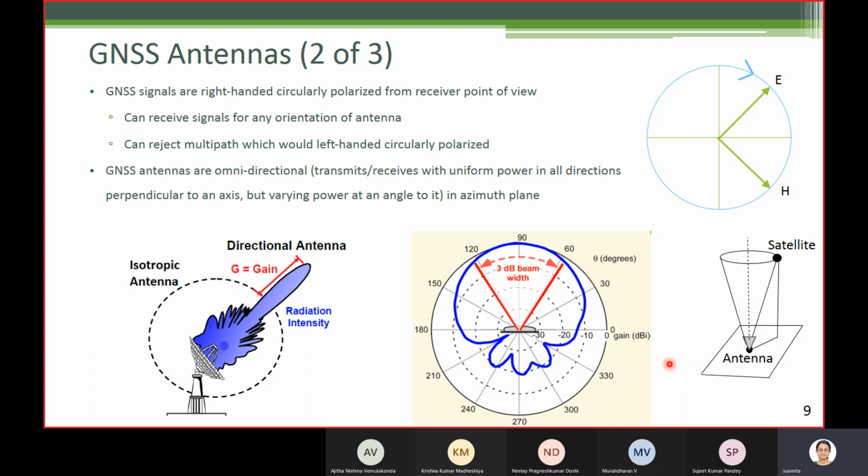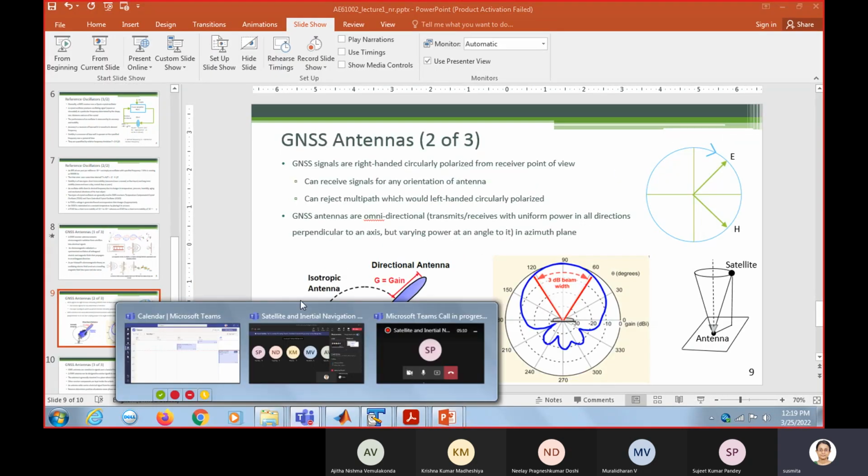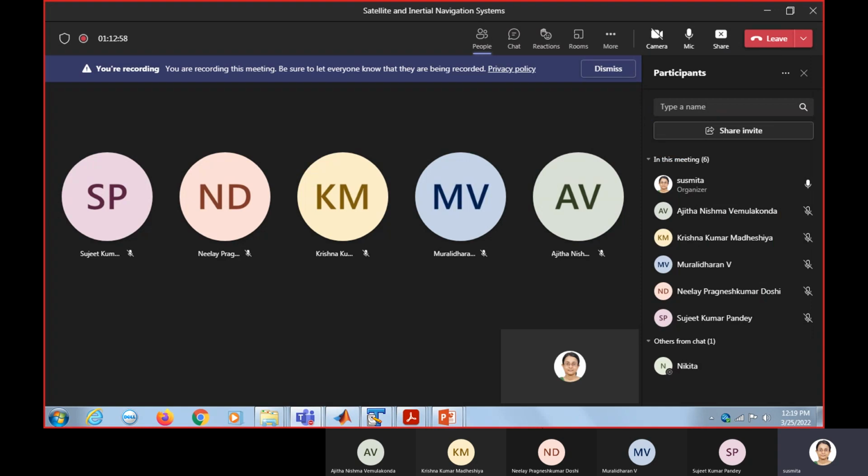So do you follow this or do you not follow? If you do not follow, I can repeat once. But let me know whether you follow it or not. If you do not follow, feel free to tell me. Whatever I said regarding the antenna gain, do you follow or not?